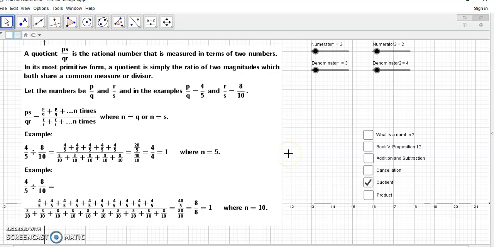So, similar triangles and Book 5, Proposition 12, the most important proposition from which we arrive at all the theory of numbers. In other words, we derive the properties of arithmetic from that proposition. Okay, and that's why we know that what we do in arithmetic works, because it works in the geometry that I just showed you, right?